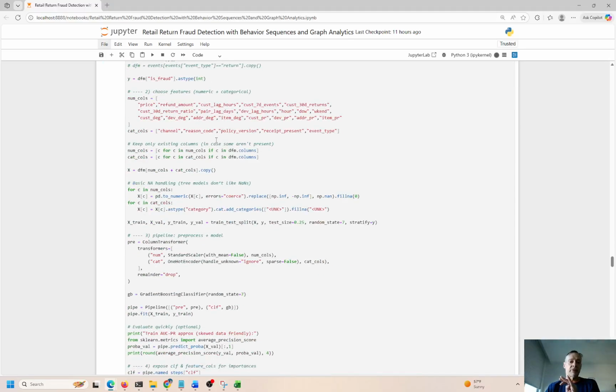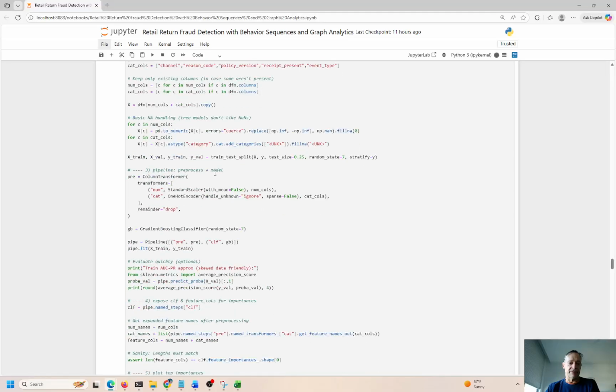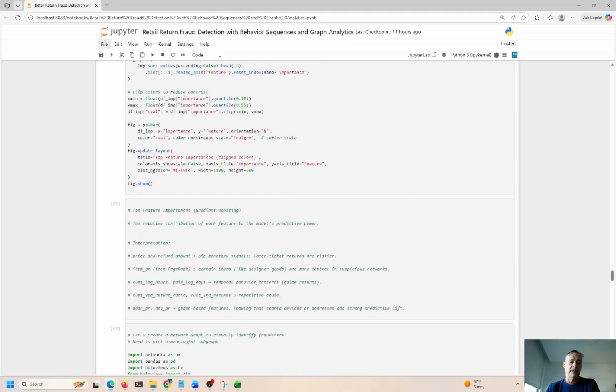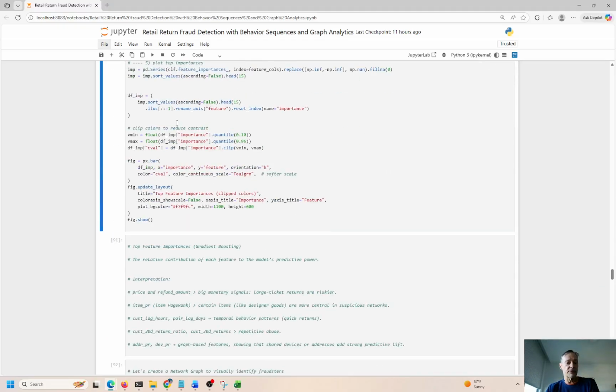So I'm going to go ahead and create another analysis here, looking at score returns and different types of return events. Okay, so I'm going to go ahead and hit Control Enter to refresh this. We are going to look at feature importances and see what types of different features have the most statistically significant impact on determining whether or not something is fraud. So this is kind of a machine learning exercise.